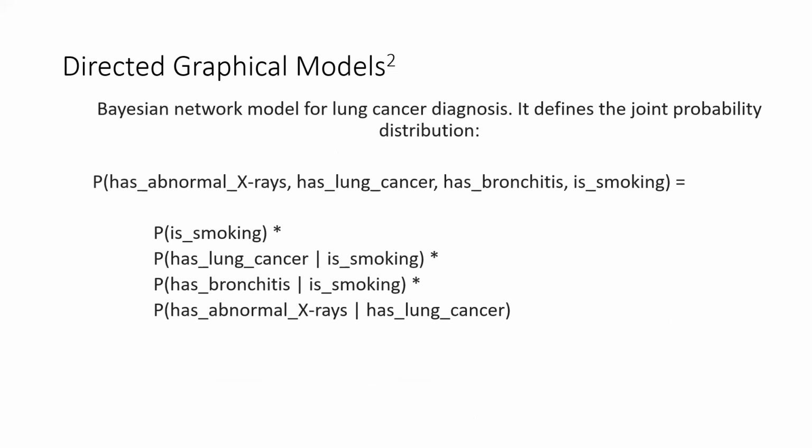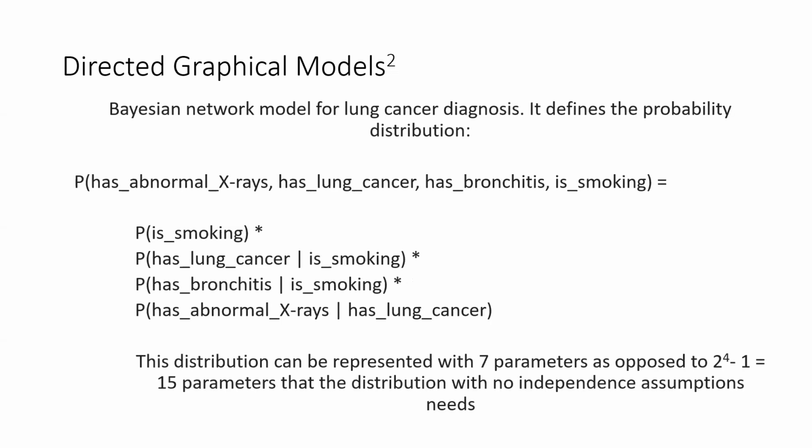So in this case, it's going to be the probability of smoking multiplied by the probability of lung cancer given that the variable is smoking, multiplied by the bronchitis conditional on the smoking random variable, and multiplied by the has abnormal X-rays conditional on the has lung cancer. Okay. Now, here's an example.